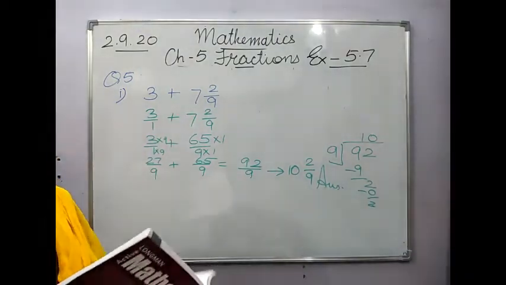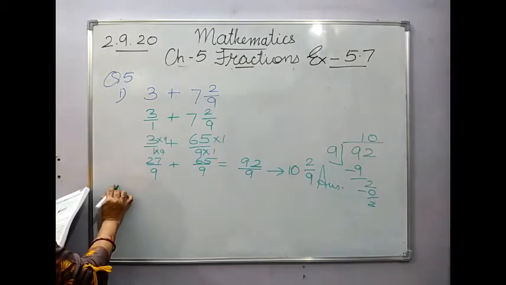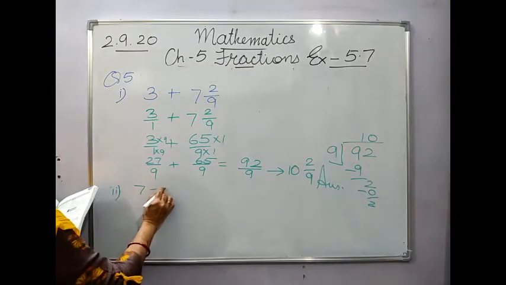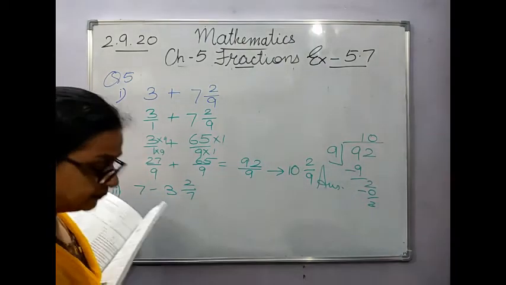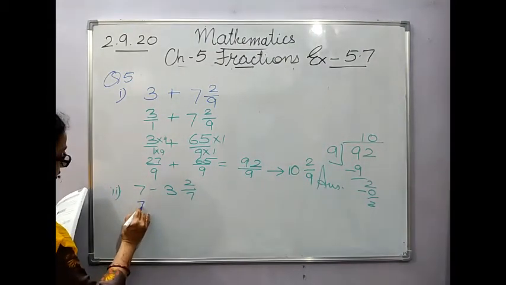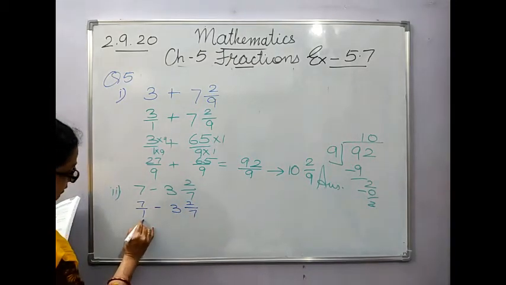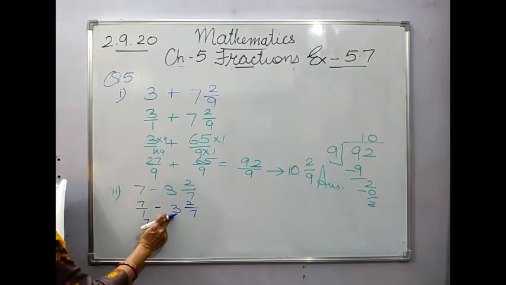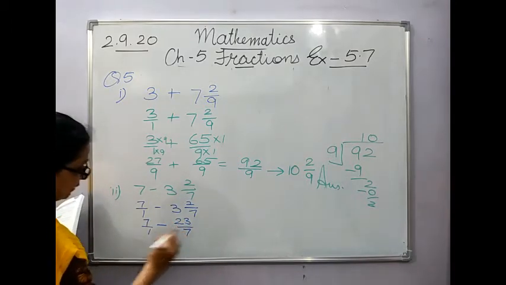Same way you will be doing the subtraction. I'll show the second one. 7 minus 3 whole number 2 upon 7. So it is 7 upon 1 minus 3 whole number 2 upon 7. 7 3s are 21 and 2, 23 upon 7.